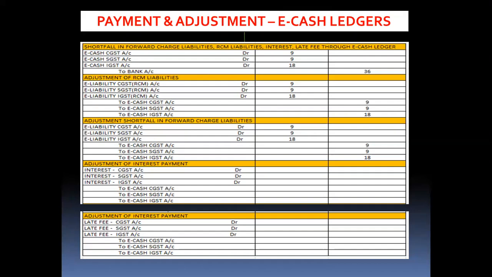Going on to the adjustment entry of late fee with balance in e-cash ledger, the entry would be late fee CGST account debtor, late fee SGST account debtor, late fee IGST account debtor to e-cash CGST account, to e-cash SGST account, to e-cash IGST account.